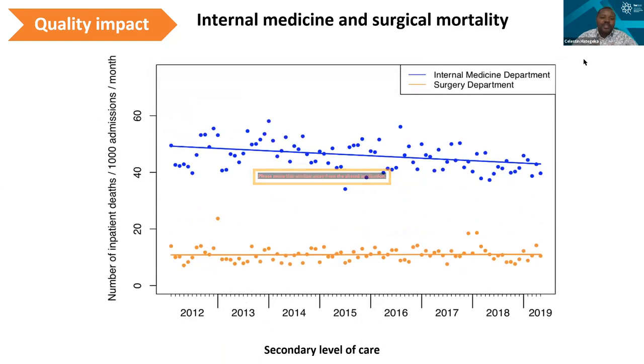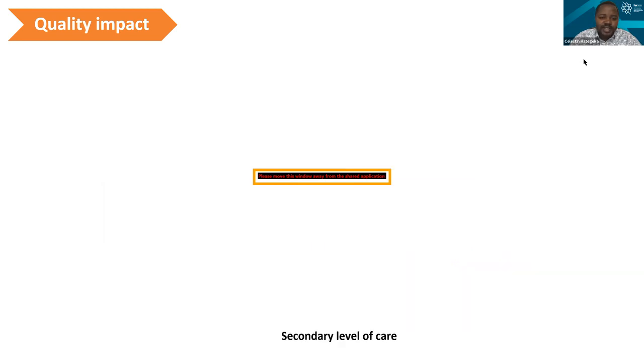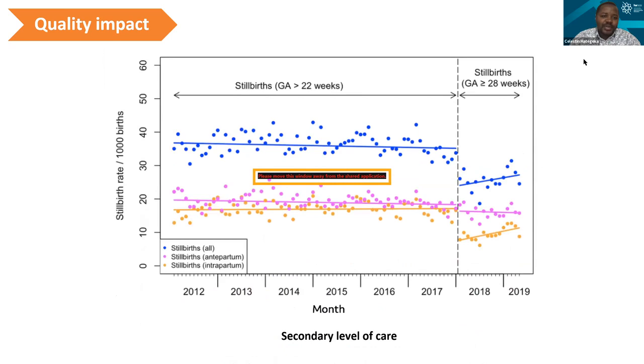We were also really interested in looking beyond maternal and child health. We looked specifically at inpatient mortality in internal medicine and the surgical departments. We found that inpatient mortality decreased, although modestly, but significantly in internal medicine during our study period. However, surgical related inpatient mortality did not decrease. Next slide, please.